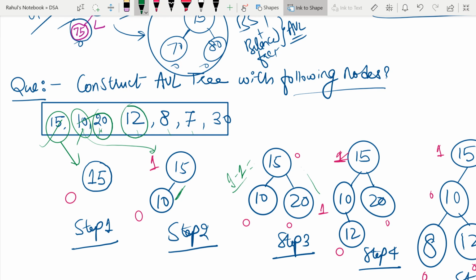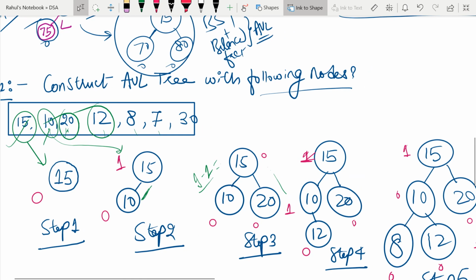The next is 12. 12 is less than 15, so it goes on the left side, but it is greater than 10, so it goes on the right side of 10. So it follows the properties of BST. Now check whether the balance factor is followed or not. It is a leaf node, so the balance factor is 0. This is also a leaf node, so its balance factor is also 0. Now the balance factor of 10 is the height of left subtree, 0, minus 1, that is minus 1. So no problem, your balance factor should be 0, minus 1 or 1, not other than that.